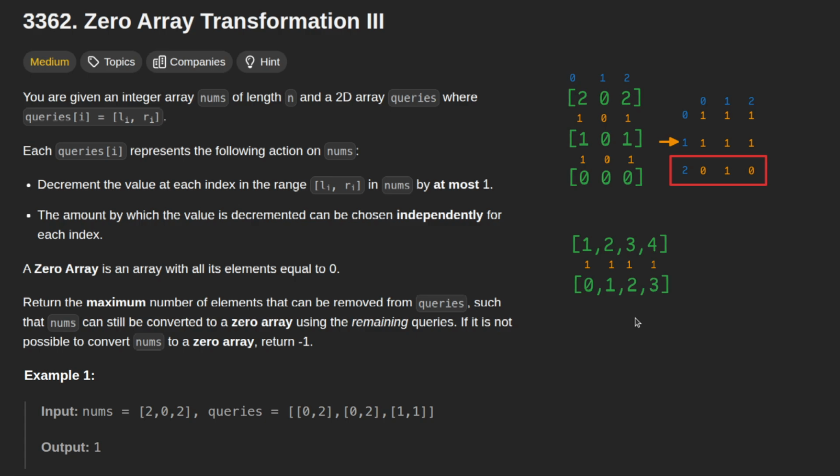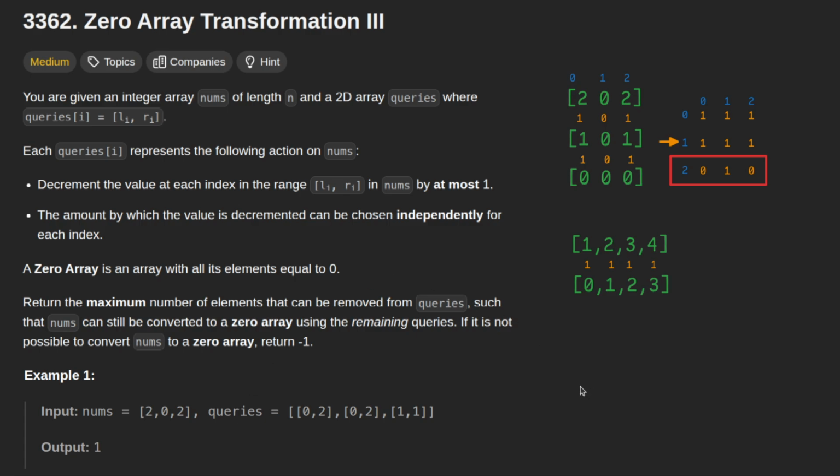I need to maximize the range. So the first scenario that came to my mind is sorting the queries in ascending order for the first index and descending order for the last index, so that I can get the maximum range, right? So for example, let us take an example which has a failed test case.